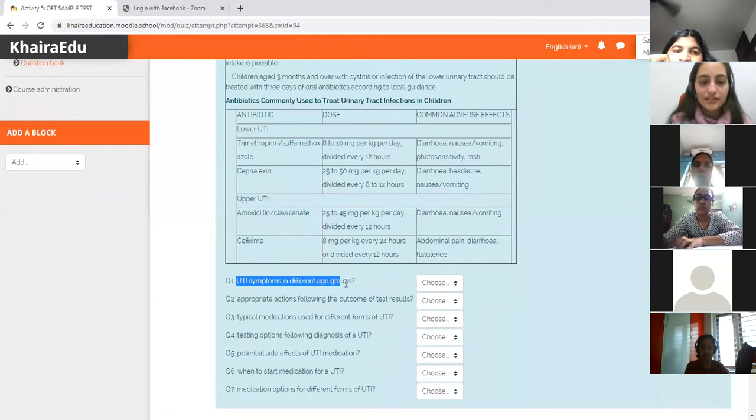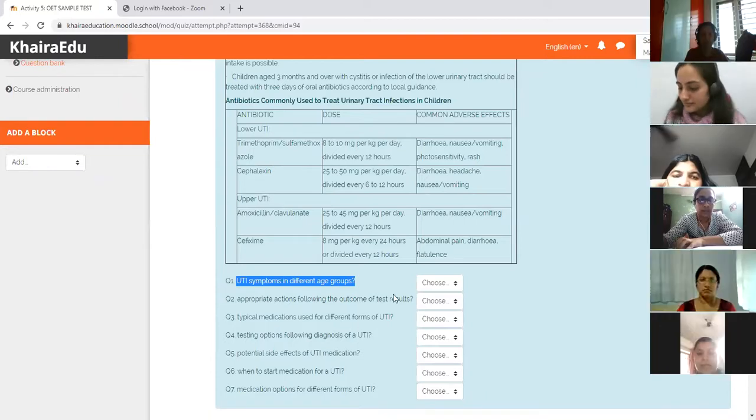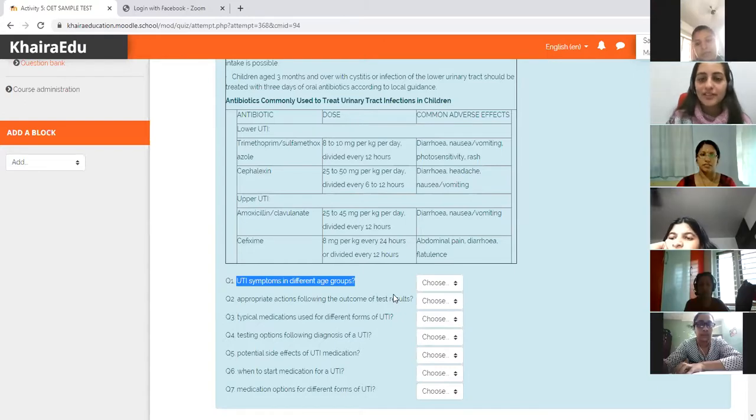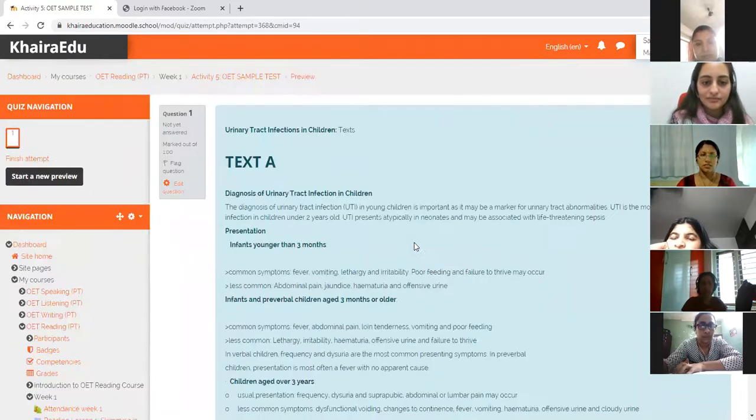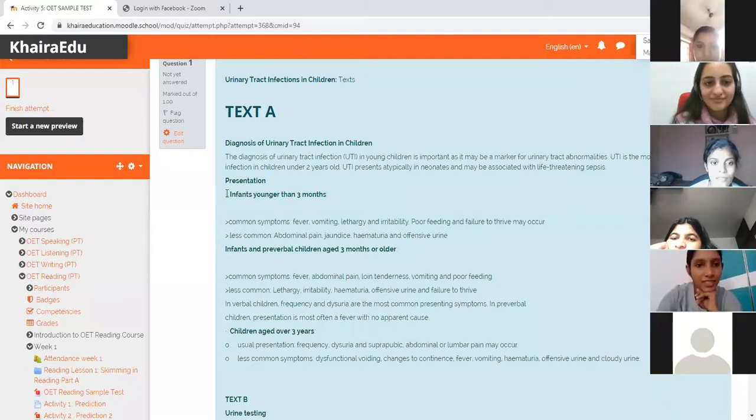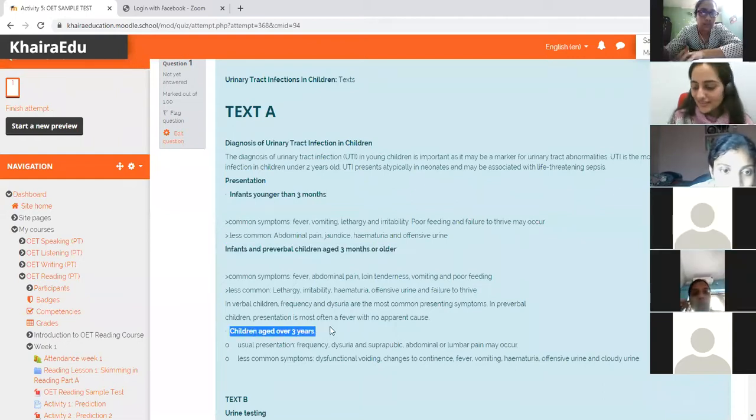UTI symptoms in different age groups. In which text did you find information? Text A. Everyone says A? Yes, ma'am. Can you tell me where in A you found that information? Common symptoms: infants younger than 3 months, 3 months old. Exactly. So by looking at these subheadings, you were able to see the different age groups. I hope everyone is clear about the first question. Yes, ma'am.